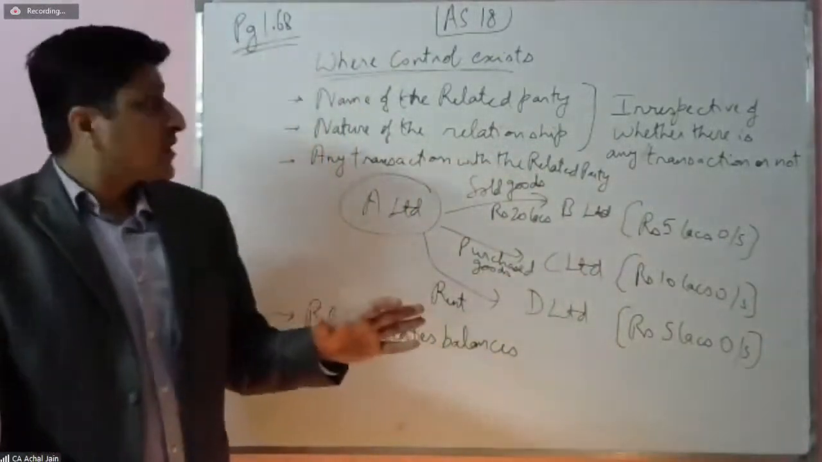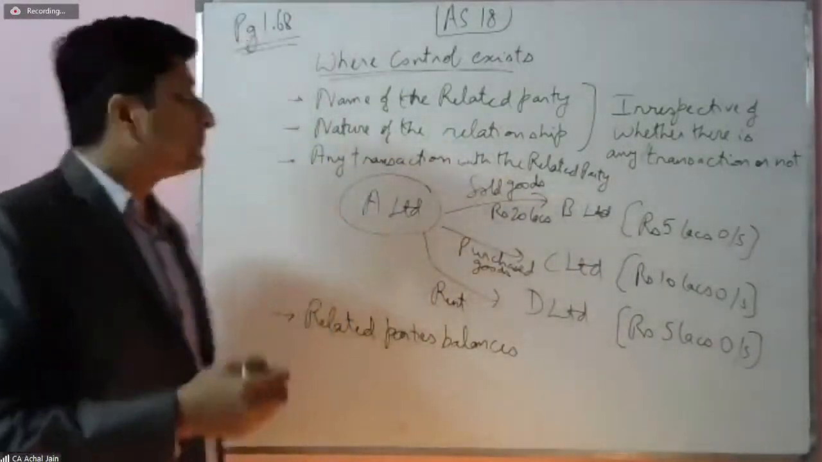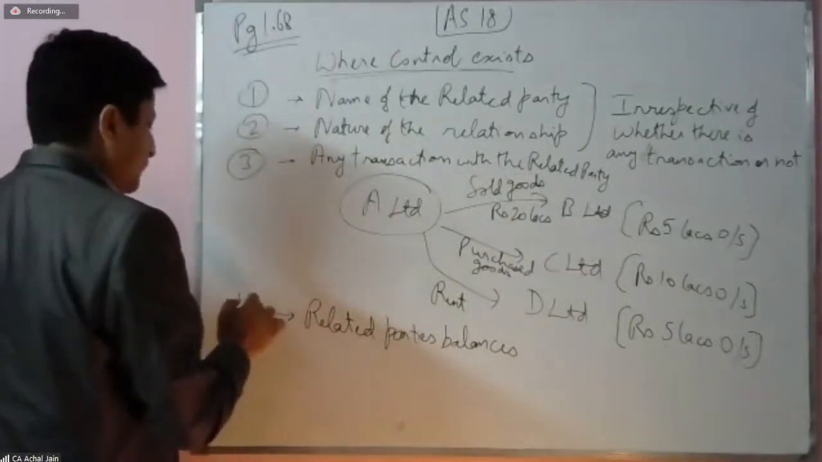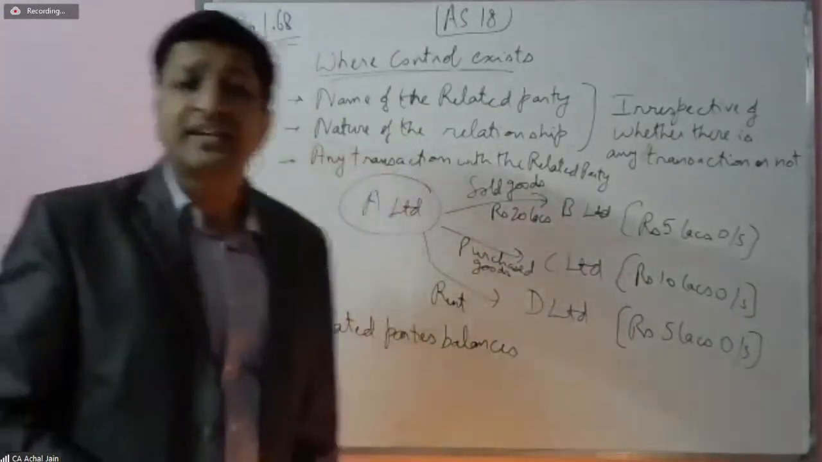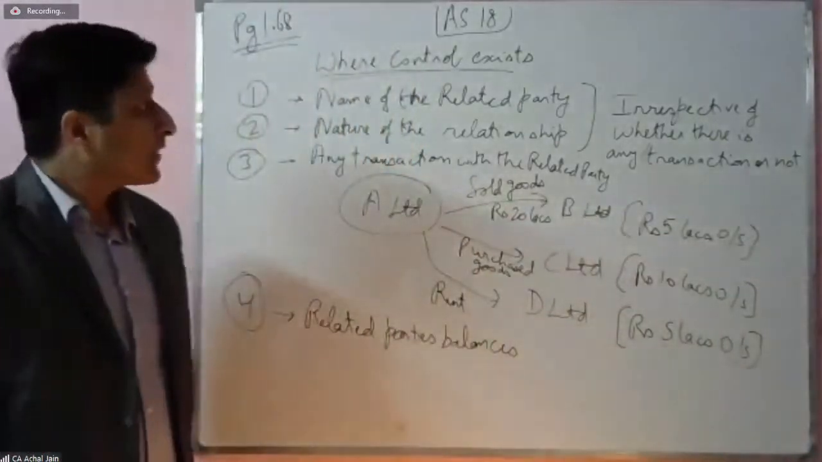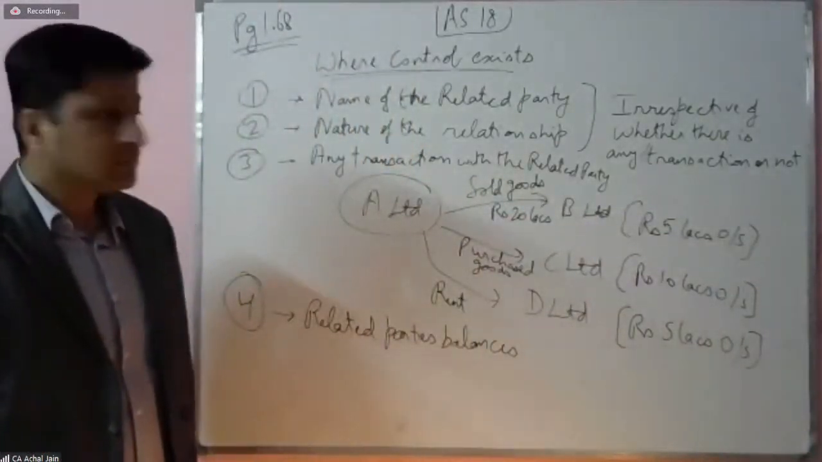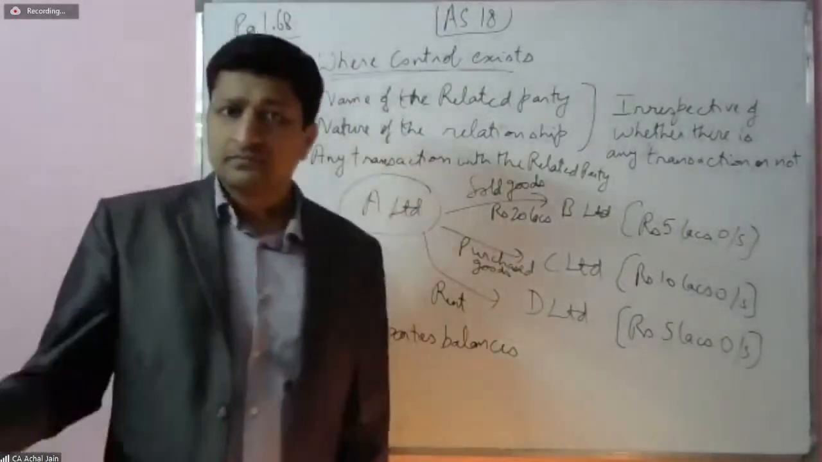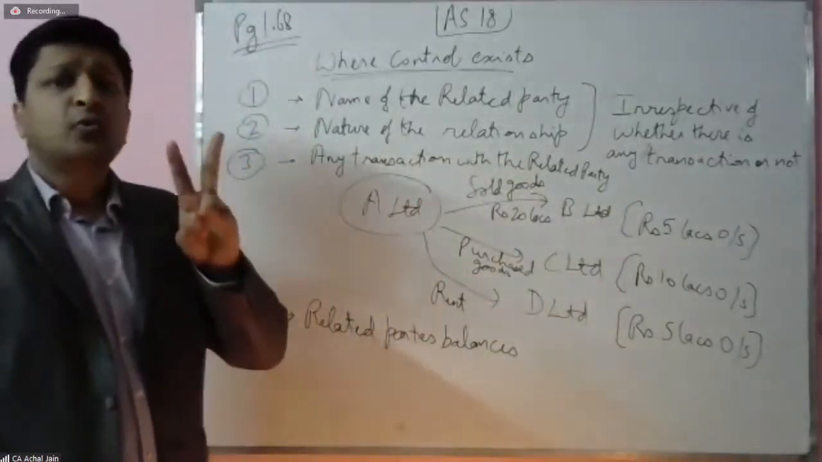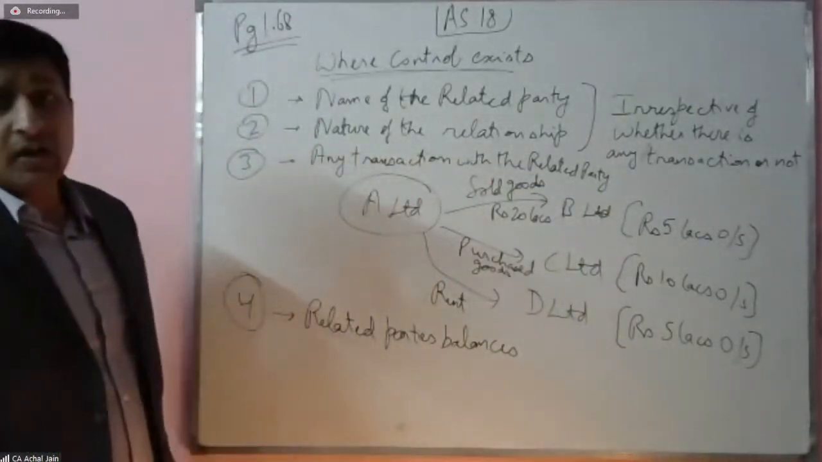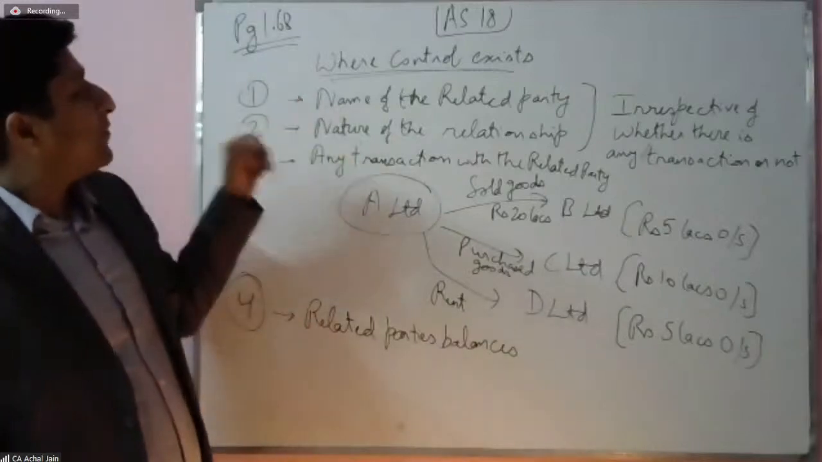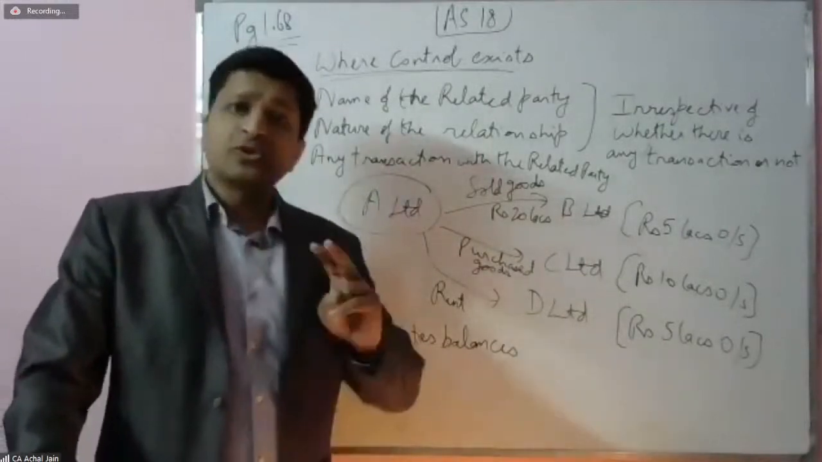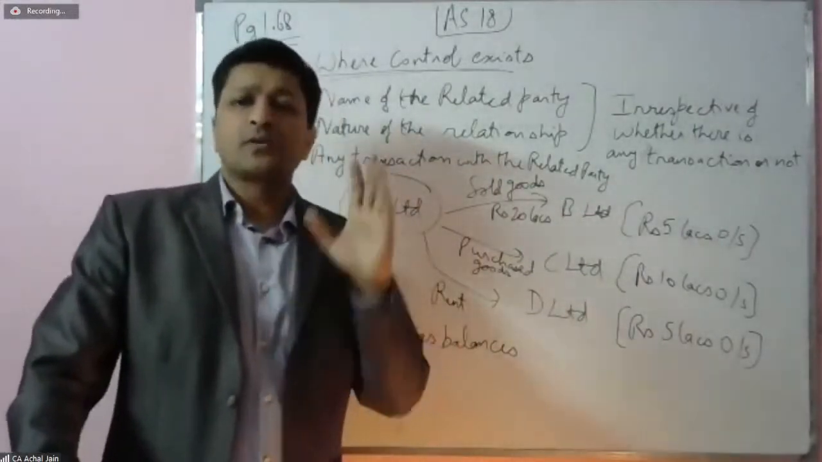So what are the disclosure requirements? We have two disclosure requirements. Which disclosure requirements are there? Point number 3 and 4. Okay, these two disclosures will always be given, but there are two more disclosures. What are those two disclosures? Name of the related party and nature of the related party relationship. So these two additional disclosures are also required.